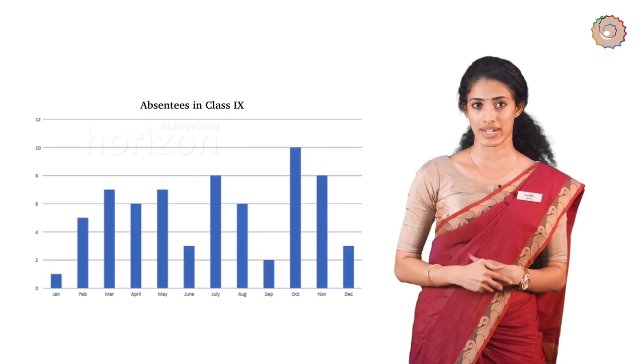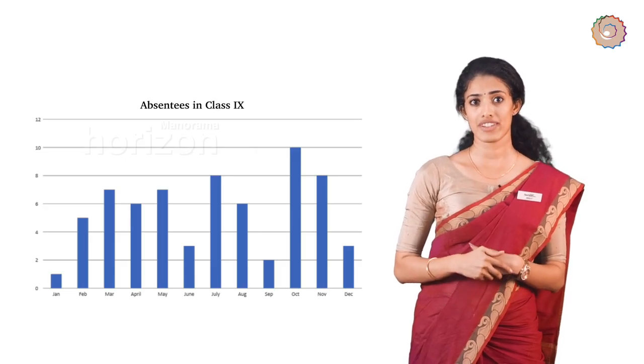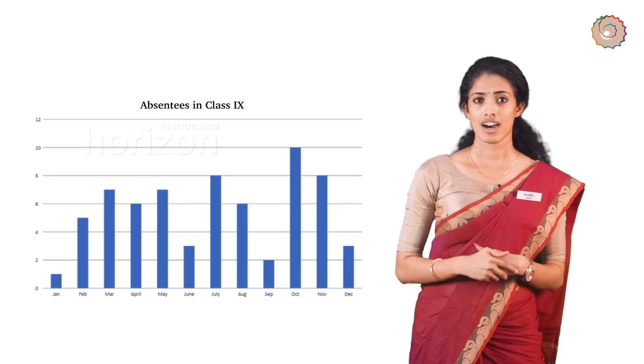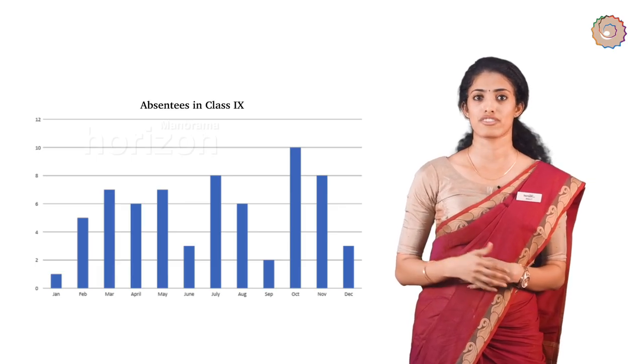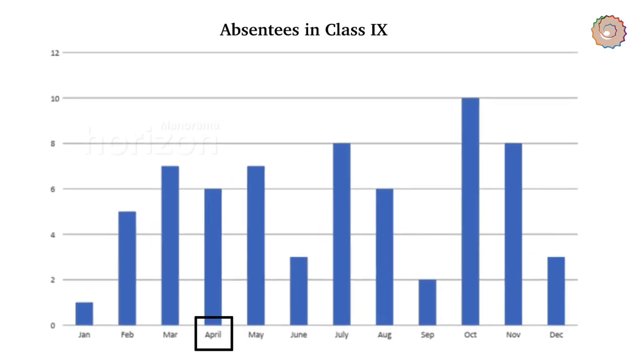Have a look at this graph and let's answer some questions. These are the number of absentees in class 9 in an academic year. How many students were absent in the month of April? As you look at the graph, check for the month April in the x-axis and look for the corresponding number of absentees in the y-axis. And you have 6 absentees in April.